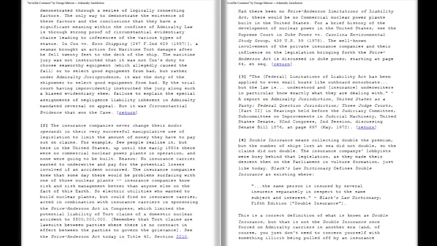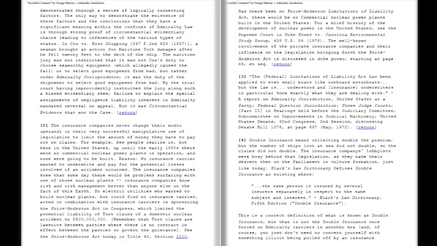May 1972. Return. 4. Double insurance means collecting double the premium. But the number of ships lost at sea did not double, so the claims did not double. The insurance companies' lobbyists were busy behind that legislation, as they made their dissent then on the Parliament in vulture formation, just like today.